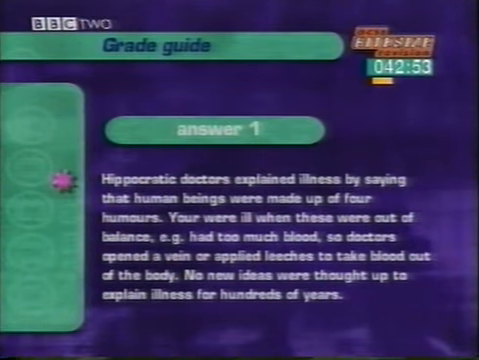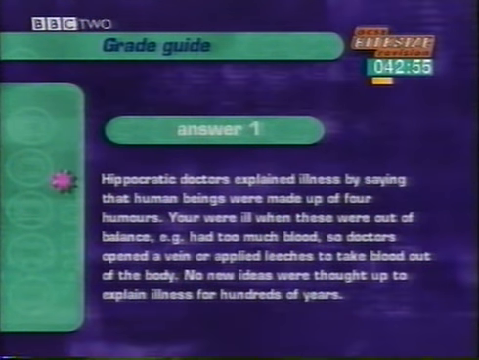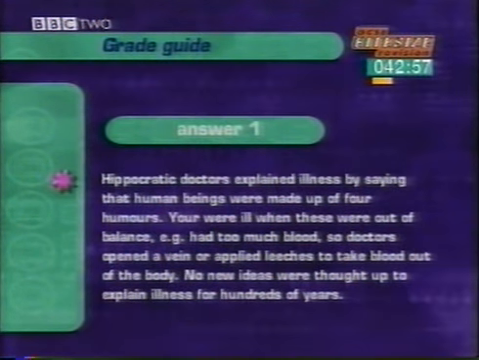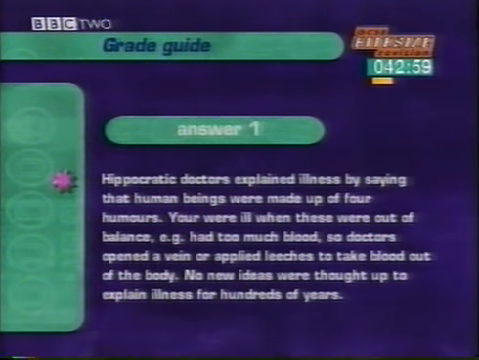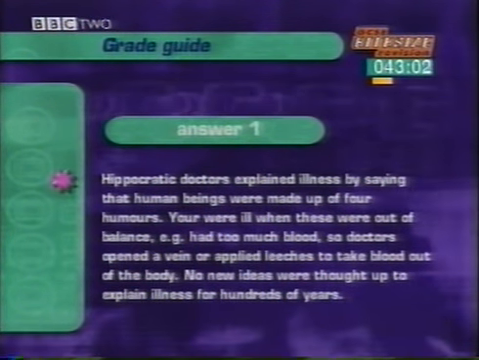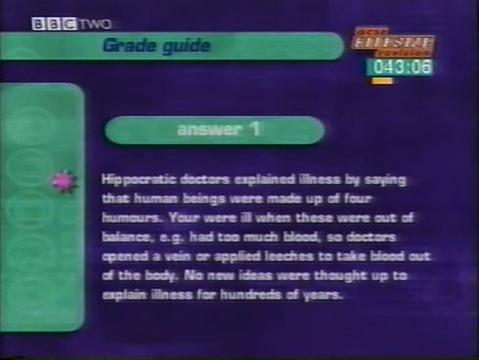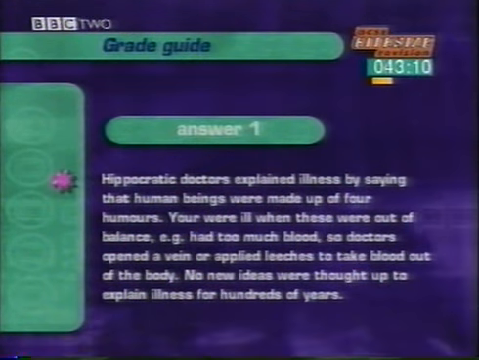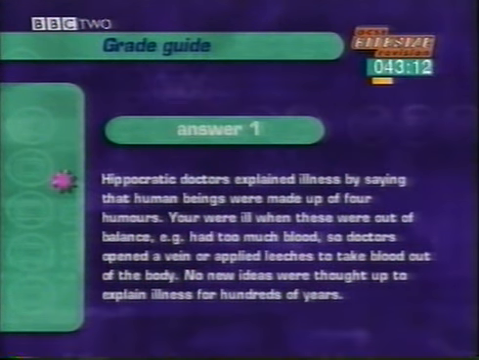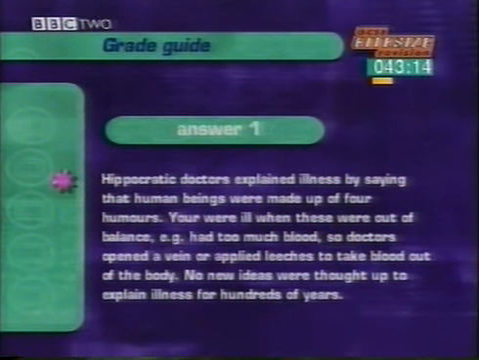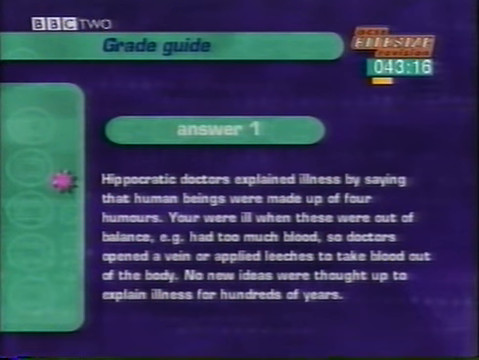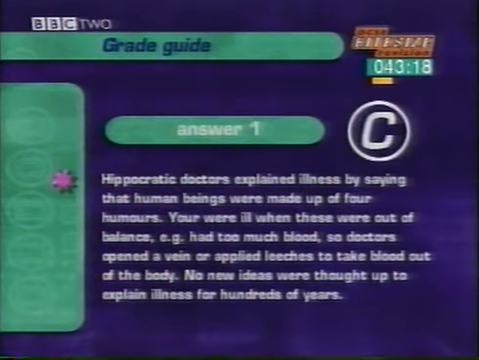Hippocratic doctors explained illness by saying that human beings were made up of four humours. You were ill when these were out of balance, e.g. had too much blood, so doctors opened a vein or applied leeches to take blood out of the body. No new ideas were thought up to explain illness for hundreds of years. This answer gives the facts all right, but there's no explanation as to why no new ideas were thought of. This candidate would probably be heading for a C grade.